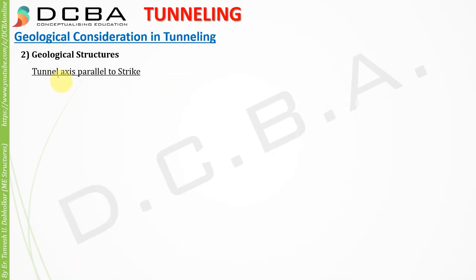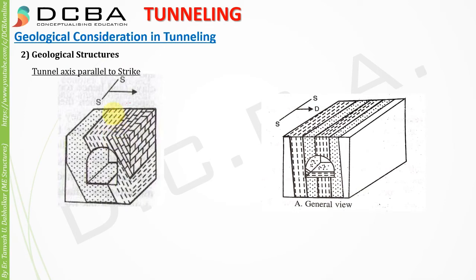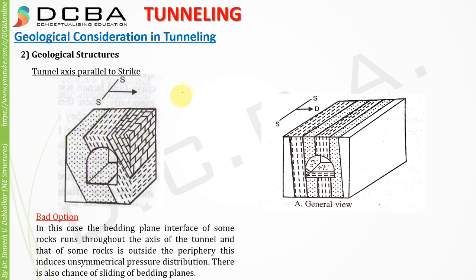Second case, tunnel axis parallel to strike direction. So this is the strike direction and this is our tunnel axis. If this is the case, what will happen? This is a bad option. In this case, the bedding plane interface of some rocks runs through the axis of the tunnel, and that of some rocks is outside the periphery. This induces unsymmetrical pressure distribution. There is also a chance of sliding of the bedding plane.